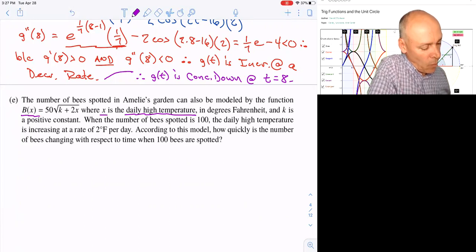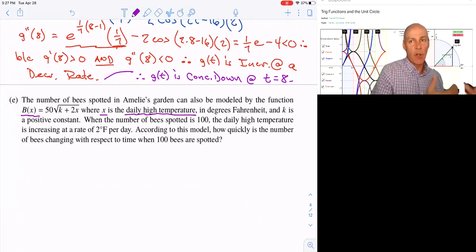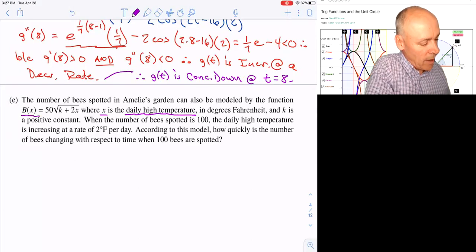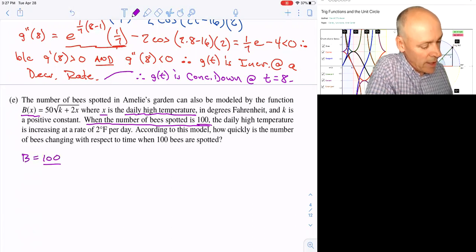Well, what I would do on this type of problem, any kind of problem, is try to convert our words into calculus speak, calculus notation. So how about this part? When the number of bees spotted is 100, well, let's say that B is equal to 100. That's kind of given.